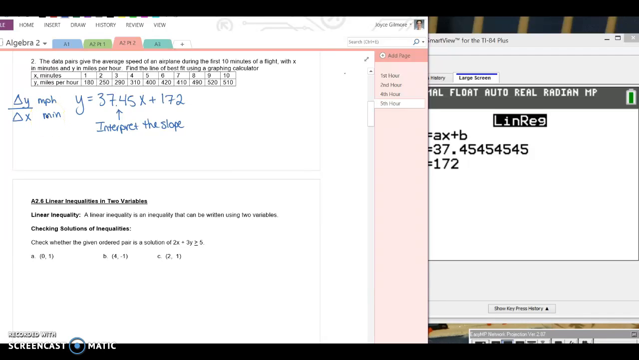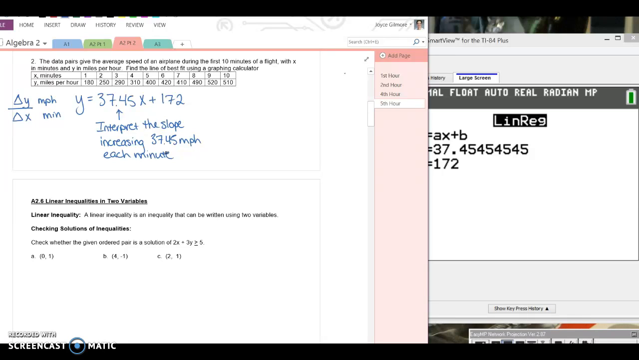So first thing that I want you to think about, is our slope increasing or decreasing? Increasing because it's positive. So this slope shows that the airplane is increasing 37.45 miles per hour each minute after takeoff. Because the slope is y's divided by x's, that's miles per hour over minutes. So 37.45, that's how many miles per hour we are increasing every minute.